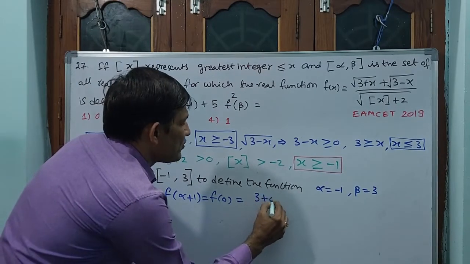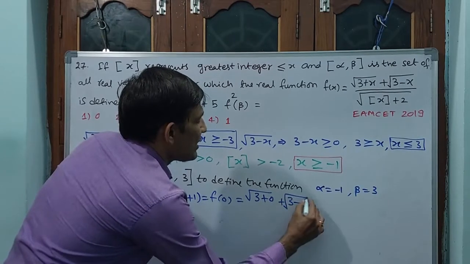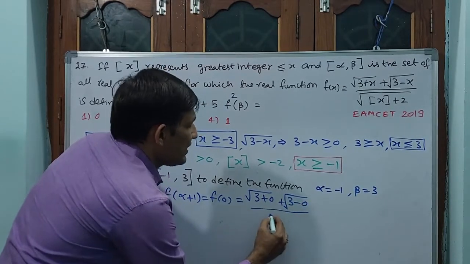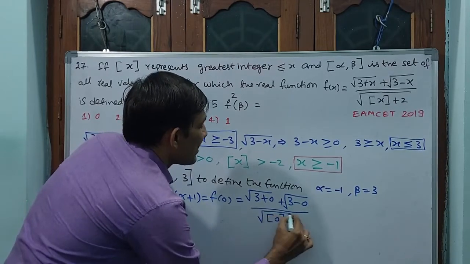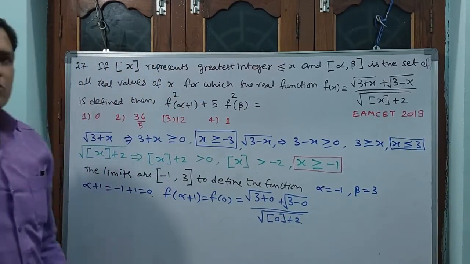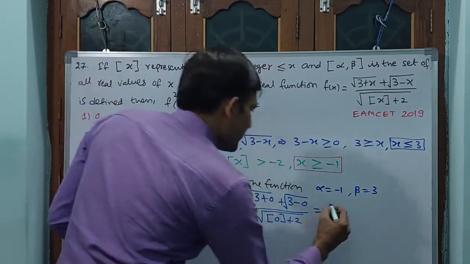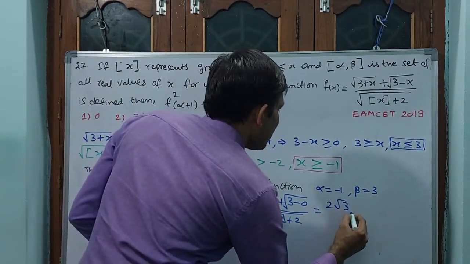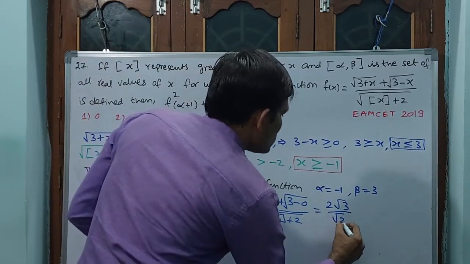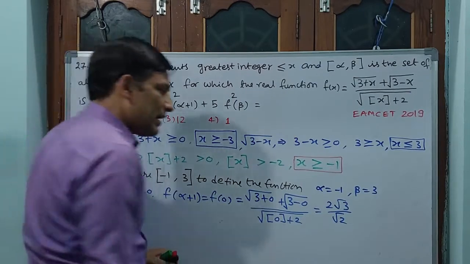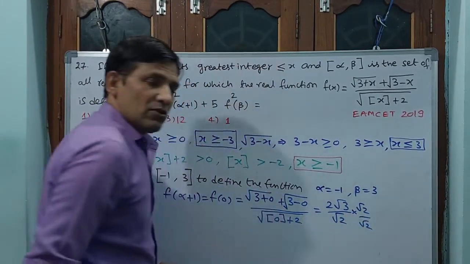See, 3 plus 0 under root plus 3 minus 0 under root divided by greatest integer 0 plus 2 under root. Greatest integer 0 is 0 only. Why? Because 0 is integer. See, root 3 plus root 3, 2 root 3 divided by 0 plus 2 root 2. Then you rationalize it, because square root is there.